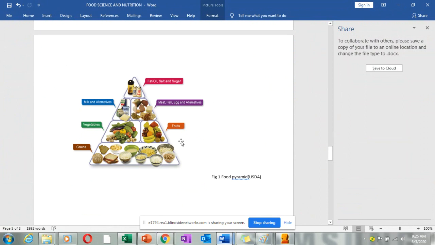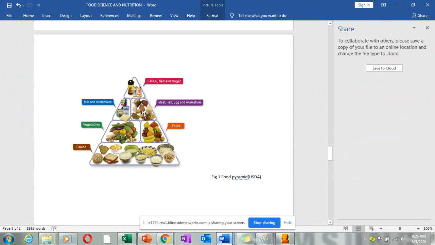Then vegetables are supposed to be quite a lot. And for vegetables, here we have all manner of vegetables, whether greens or white or fruity vegetables like the courgettes, the eggplants, the cucumbers, all those are vegetables. You can eat some of them raw, while others you need to cook lightly.